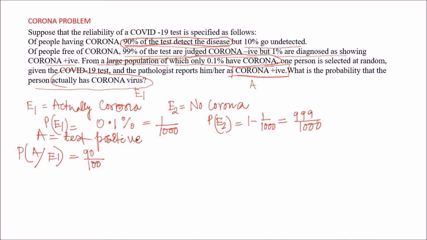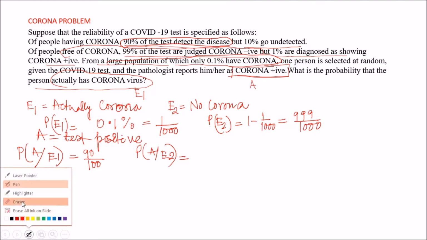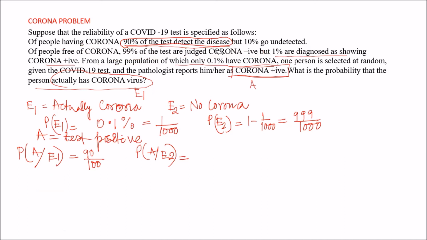Next is the test is positive, but they don't have corona. How much is it? See, 99% test judged as corona negative. Of the free people, 99% is corona negative, but 1% is corona positive. That means they don't have corona, but it is showing positive. Let me read the question again.